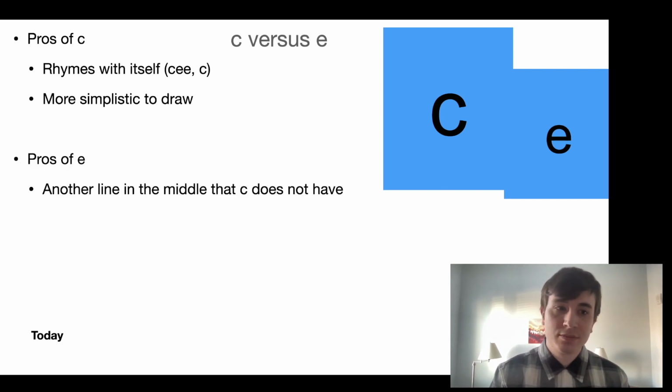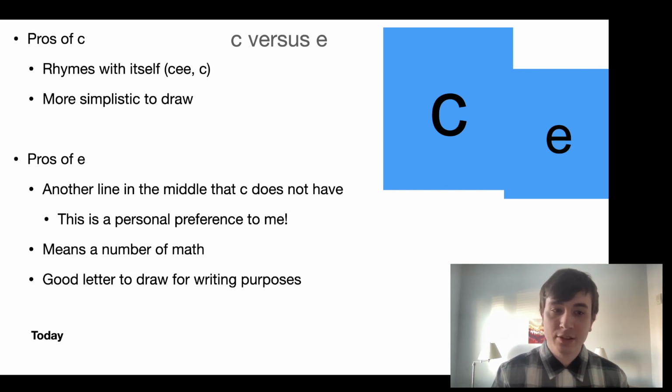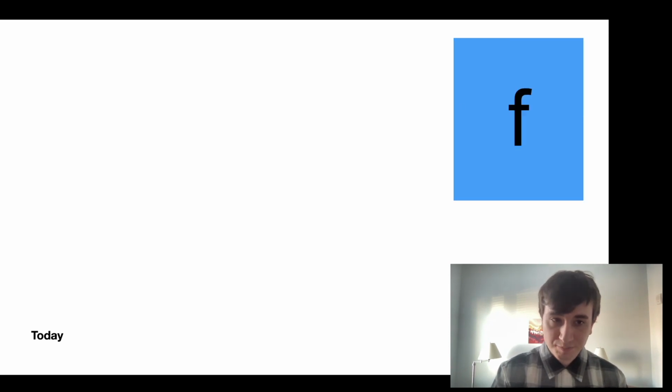The pros of E. It has another line in the middle that C does not have. This just adds a little bit of complication to it. It's not such a hard part, but a little bit of a hard part, like you have to be a little better. It's a personal preference of mine, E over C. Yeah, I like E. And it means a number in math. And it's a good letter to draw for writing purposes. Yeah, I already said this, so sorry, but I do recommend E rather than the C.